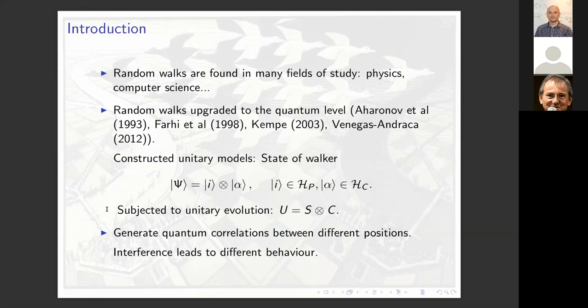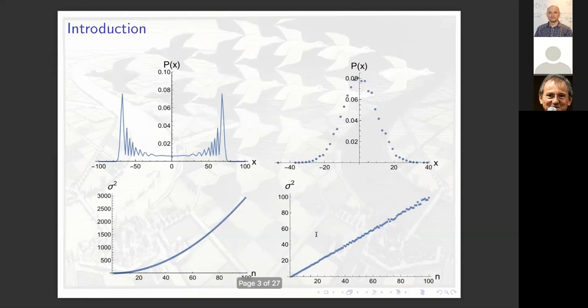Successive application of this unitary operator on the state then generates nice quantum correlations between the different positions. And if you choose your coin operator in a nice way, the interference effects can lead to really different or interesting behavior. So what I've got here are just some nice pictures, some illustrations.